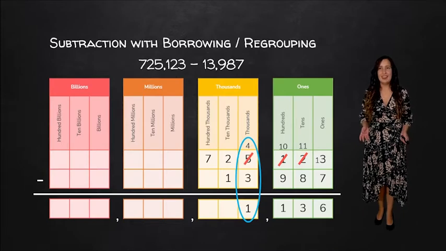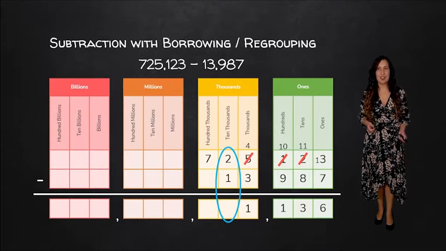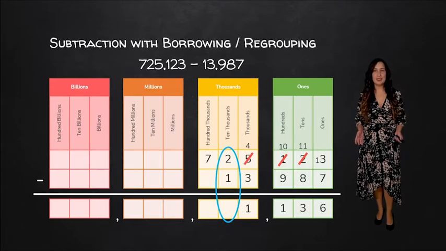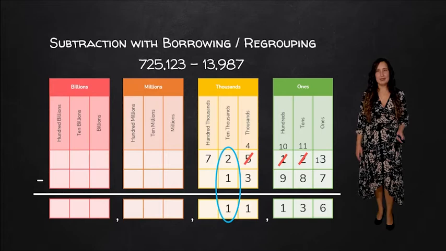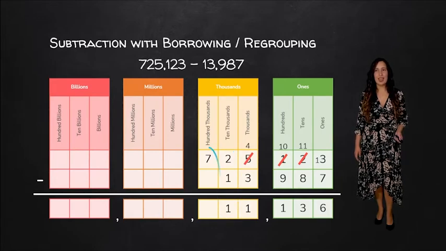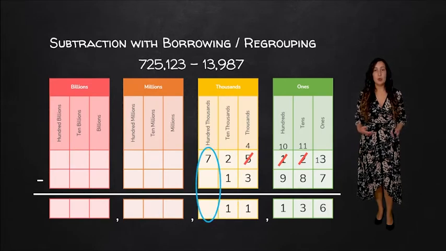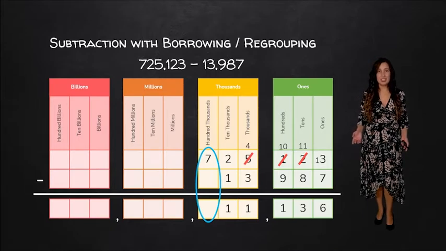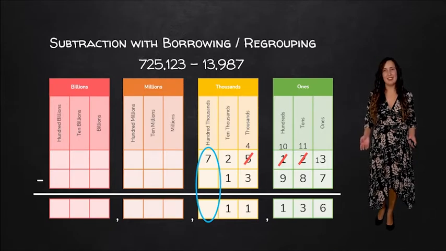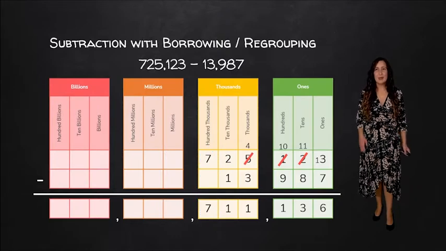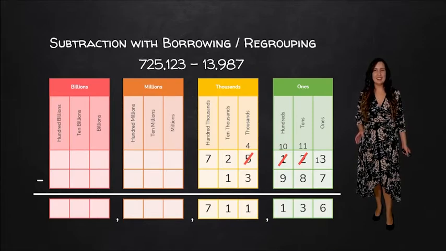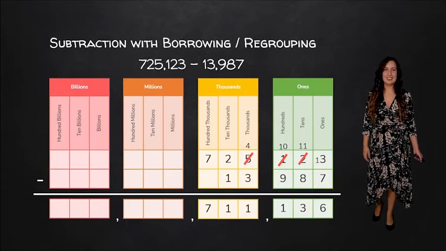Alright? Then we're going to move on to our 10,000s place value. And here we have 2 minus 1, which is just equal to 1. And then finally we have 7 minus nothing, or you can add a 0 there if it's easier, and 7 minus nothing is 7. Alright? So 725,123 minus 13,987 is equal to 711,136.